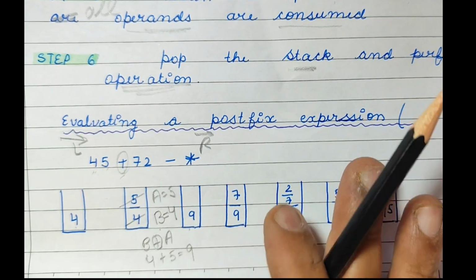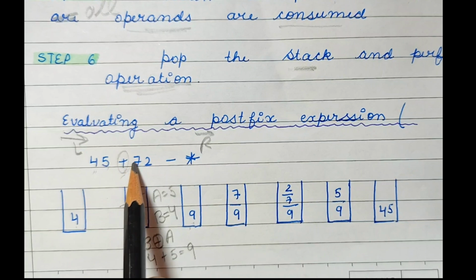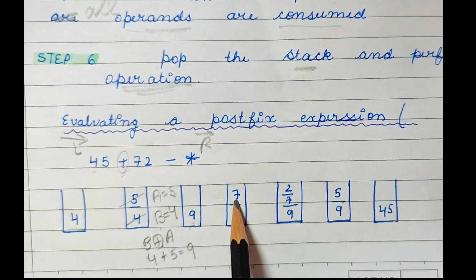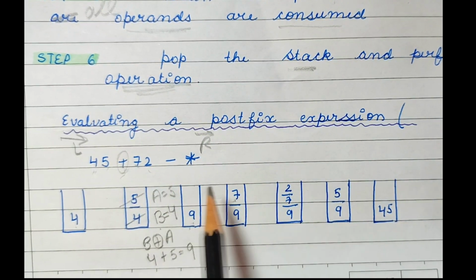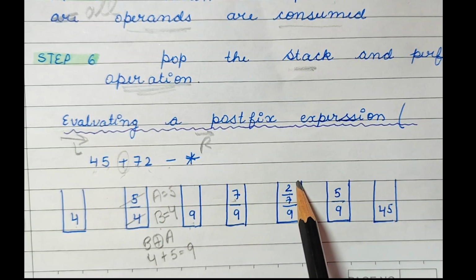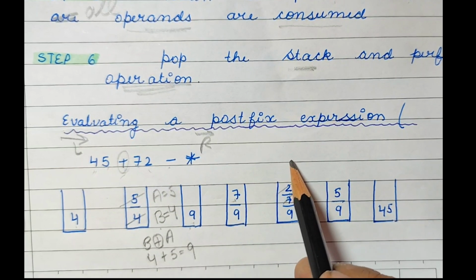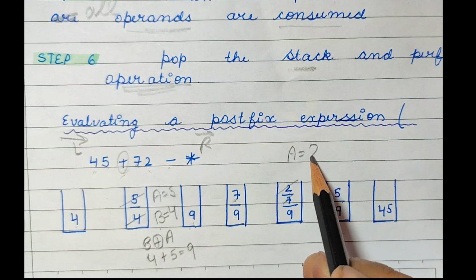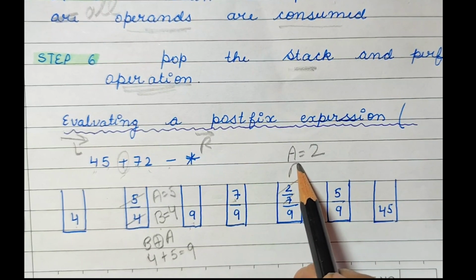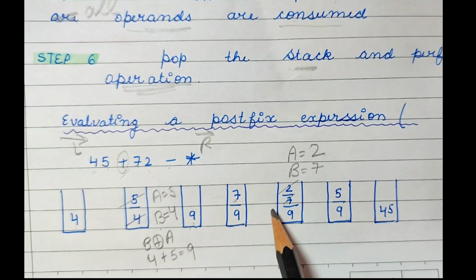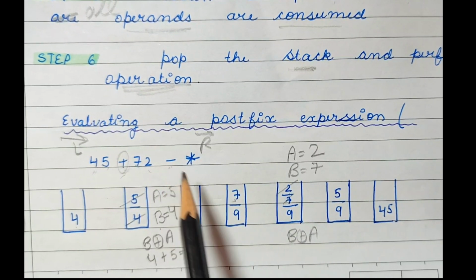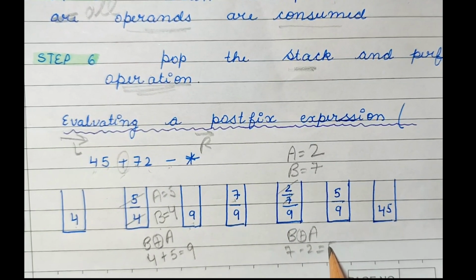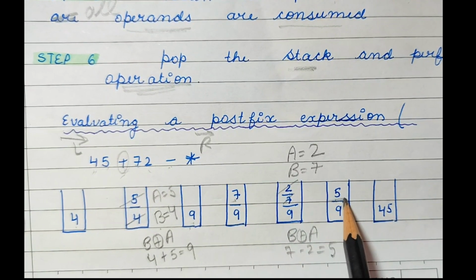After plus, 7 will come. So push 7, it is an operand, into the stack. After 7, 2 will come, so push 2 into the stack. After this, minus will come. Now pop 2 operands from the stack. First I pop 2 and store 2 in capital A. Then I store 7 in capital B and perform B operator A. The operator is minus. Now 7 minus 2 is 5. So push 5 into the stack.